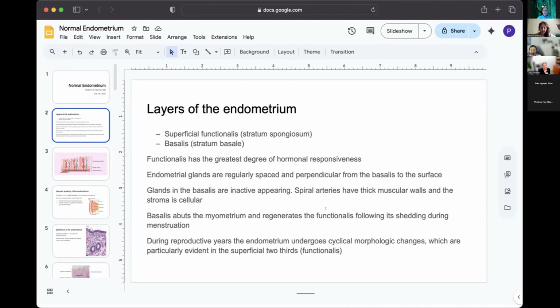And then there are spiral arteries that have thick muscular walls within there, and the stroma is quite cellular, and that's what makes up the basalis. Moving down a little lower, that's what abuts the myometrium, and it regenerates the functionalis after shedding. During reproductive years, this cycle undergoes morphologic changes, and that's what we're capturing when we look at biopsies or curettages: what phase it's in. We're really looking at that superficial two-thirds, the functionalis layer, when we're evaluating these samples.